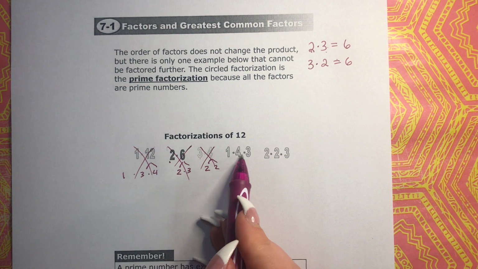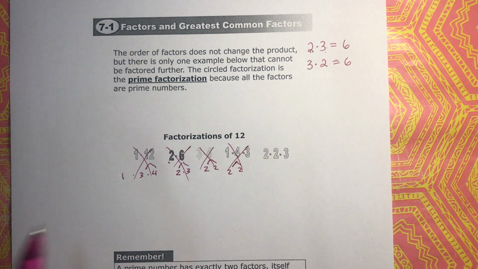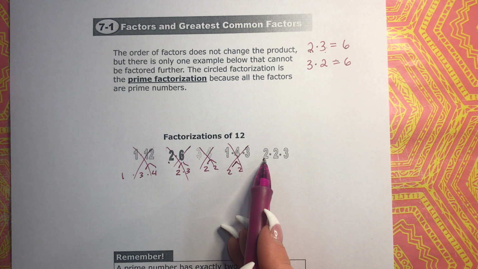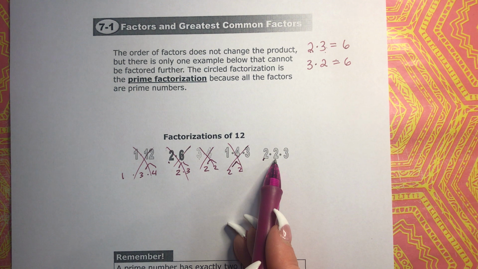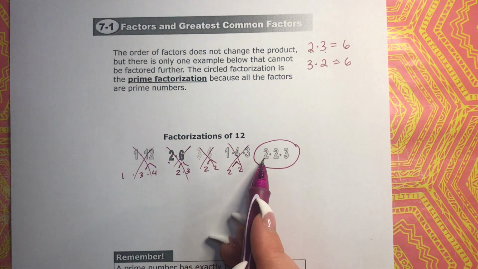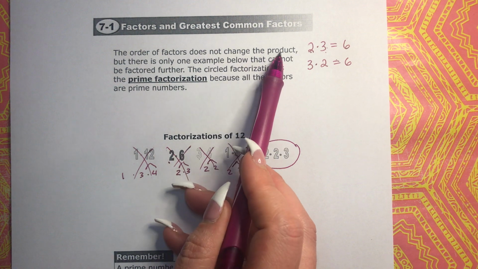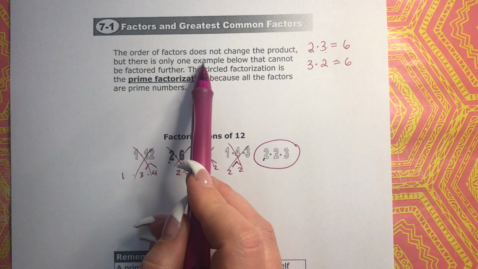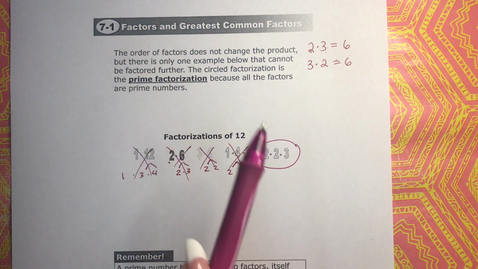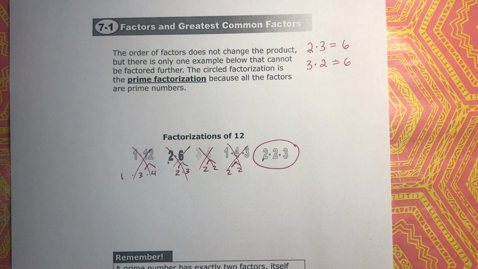What about this one, 1 times 4 times 3? Well, 1 is a prime number, but 4, again, is not a prime number. It can be written as 2 times 2, so that's not it. What about this one? Okay, so 2 is a prime number, 2 is also a prime number, and 3 is a prime number, so this is the one. This is the one that can't be broken down any further. So it says the order of the factors does not change the product. Okay, we talked about that. But there is only one example below that cannot be factored further. This one right here. The circled factorization is the prime factorization.